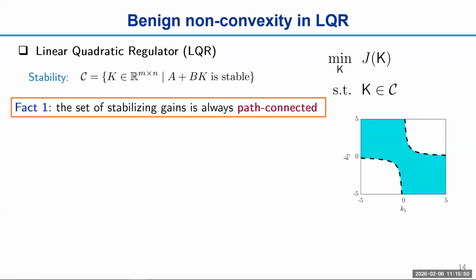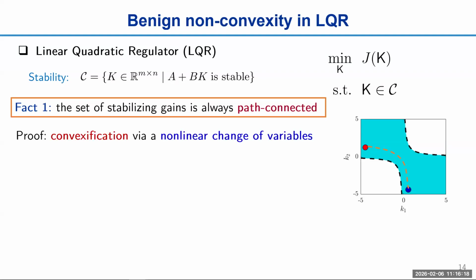Now we look at the constraint. The constraint is non-convex, but we can show that the set of stabilizing gains is always path connected. So if you have one stabilizing policy and another stabilizing policy, even though you cannot connect them with a straight line, you can always find a smooth path connecting the two stabilizing policies. It means if you start from one policy, there's possibly a path that leads to another minimizer. So it's connected. For this result, I want to give you a quick proof because this proof idea will be used very often in the second part of the talk. We're going to prove this result by convexification.